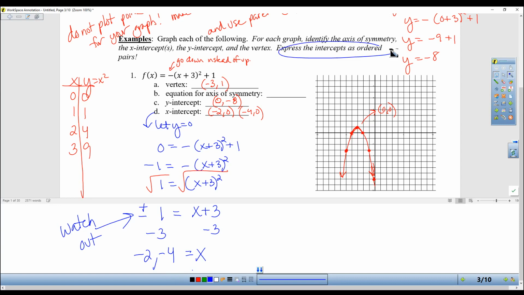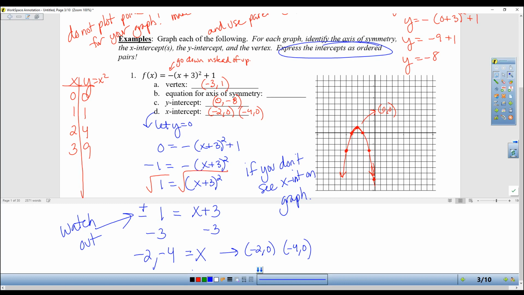Make sure you express your answer as ordered pairs. So you would write it as when x is -2, y is 0, and when x is -4, y is 0. So this is if you don't see the x-intercepts on the graph. There is a way to do it.